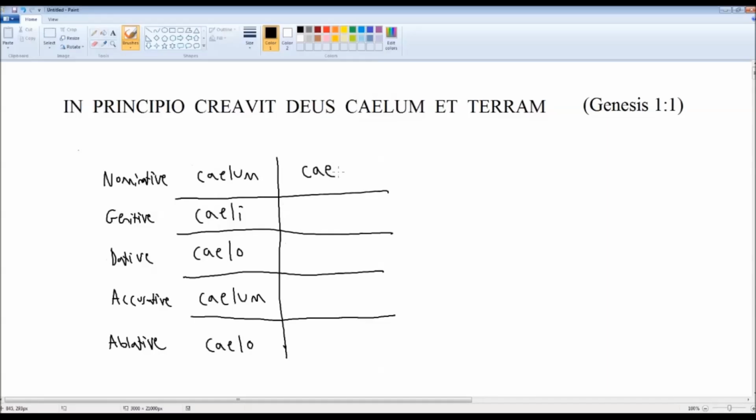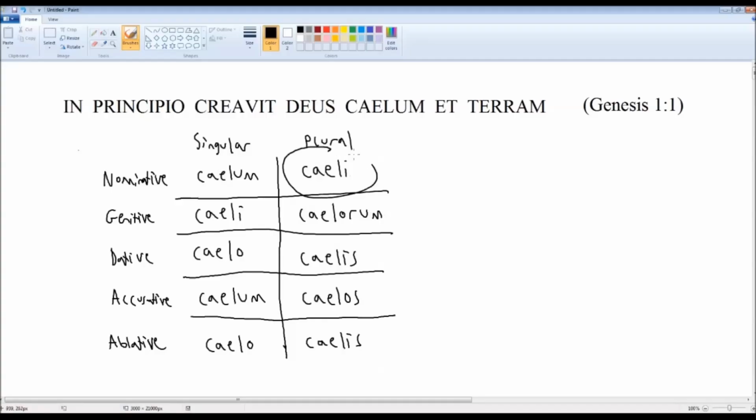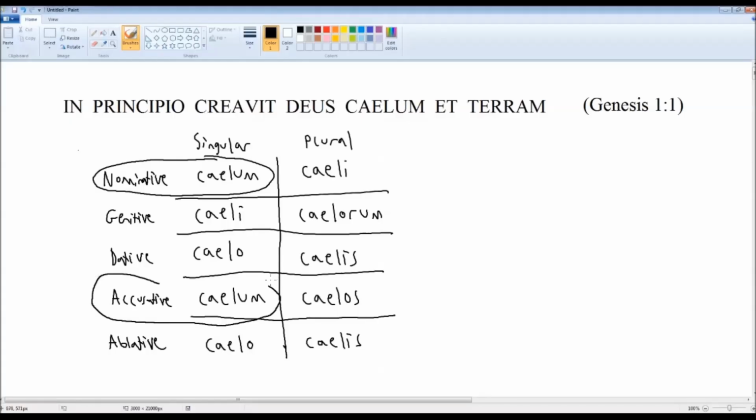In the plural, we have caeli, caelorum, caelis, caelos, caelis. Okay, this is singular. This is plural. Okay. If these were neuter in the plural, we would expect caela, not caeli. So this is a weird irregularity. But in any case, for neuter, the nominative and the accusative always look identical.